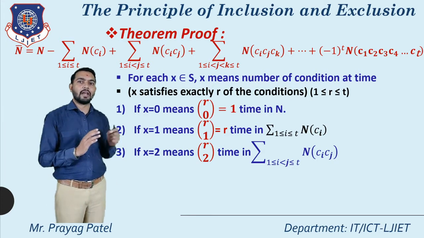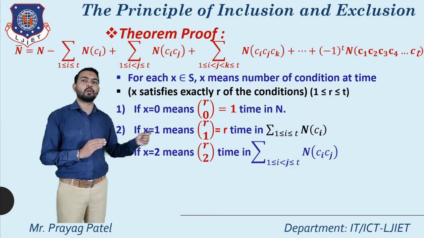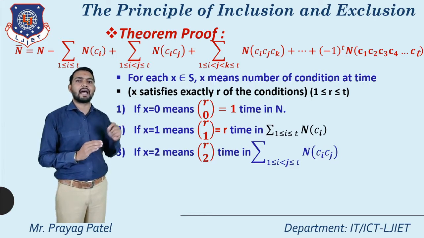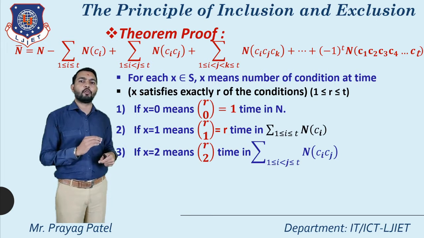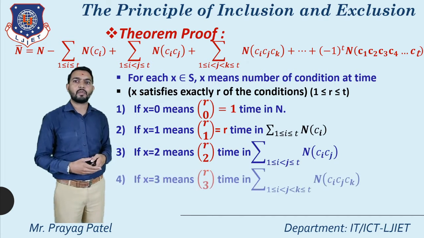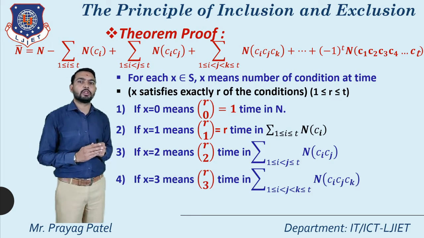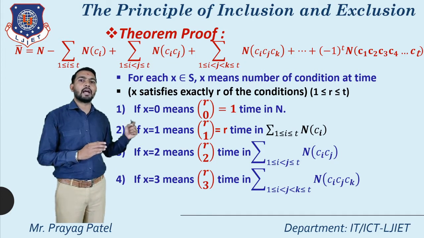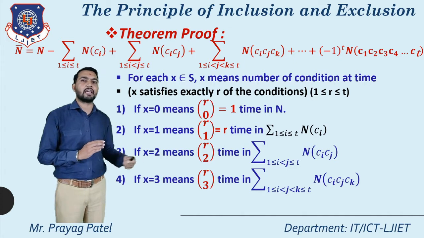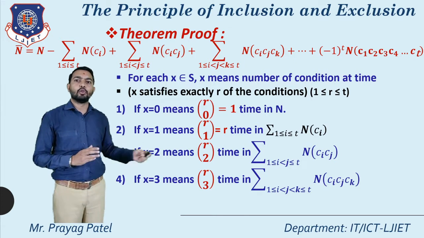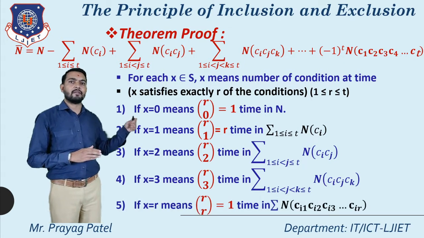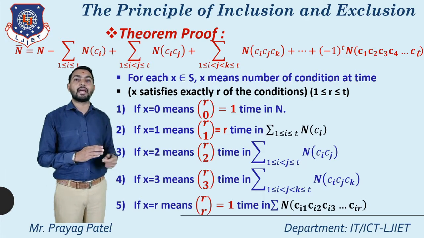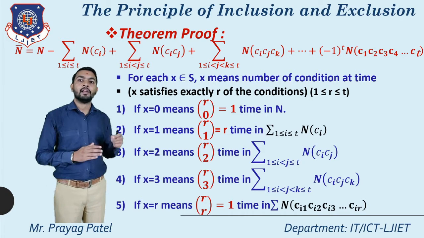So here find the value of RC2, and according to this value we can consider how many times the NCiCj term is executed. Now if x equal to 3, that means RC3. So RC3 times sigma NCiCjCk will be satisfied. So all of this is a way to find how many times a particular statement will be executed.